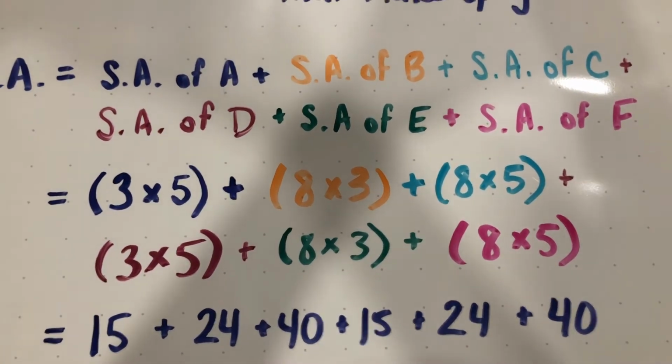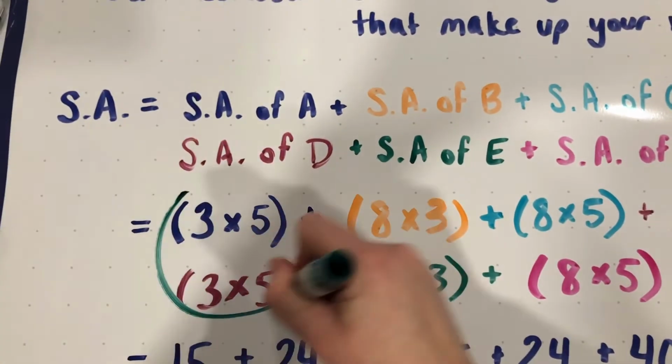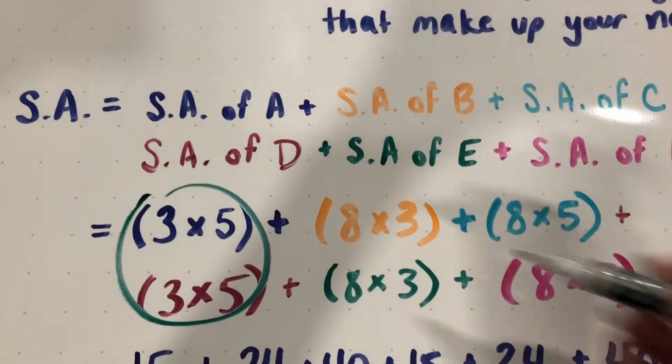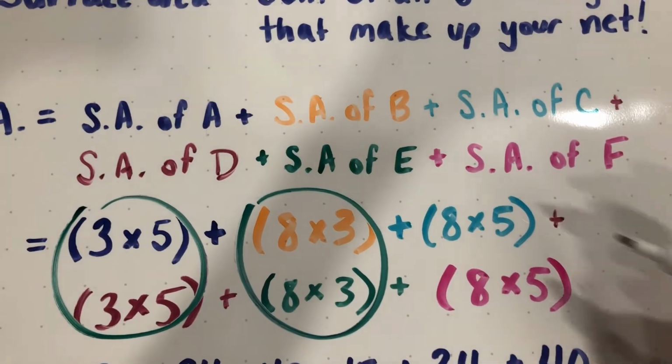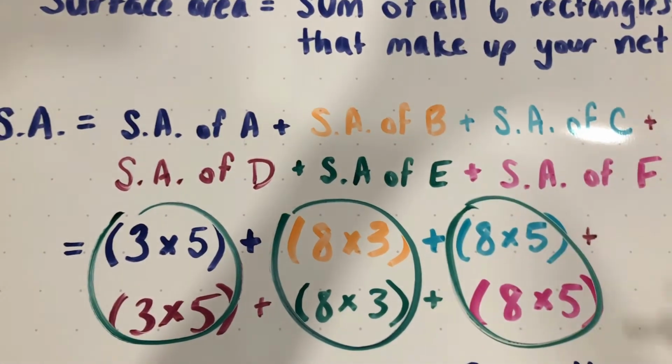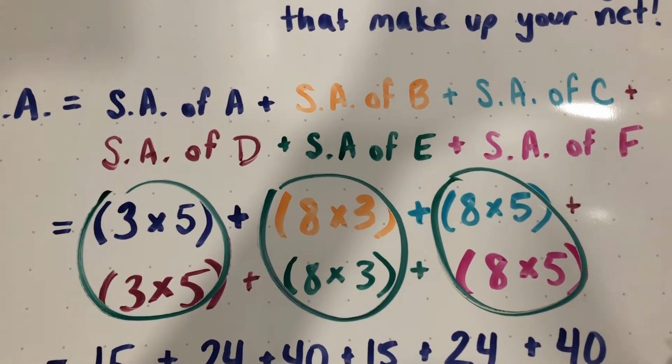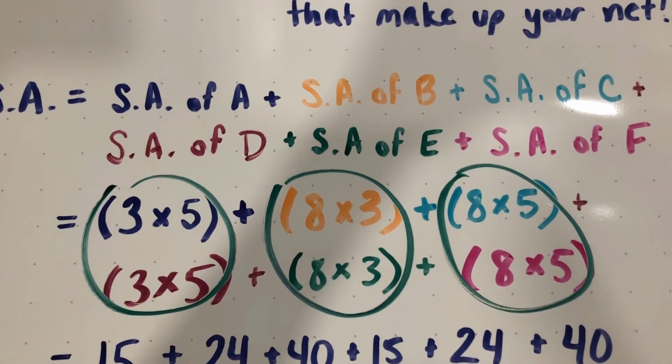Okay, so you might notice that A and D are the same. B and E are the same. And C and F are the same. We're going to go back to this later, but I want you to keep that in mind.